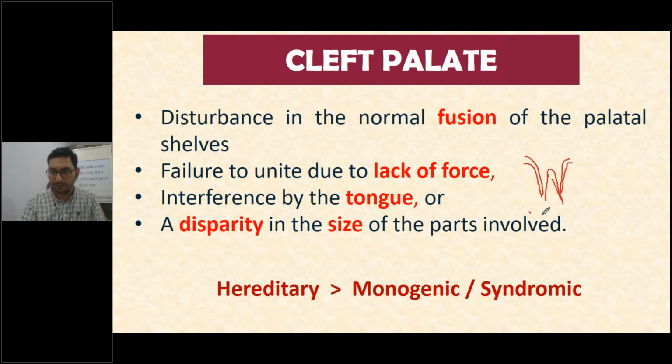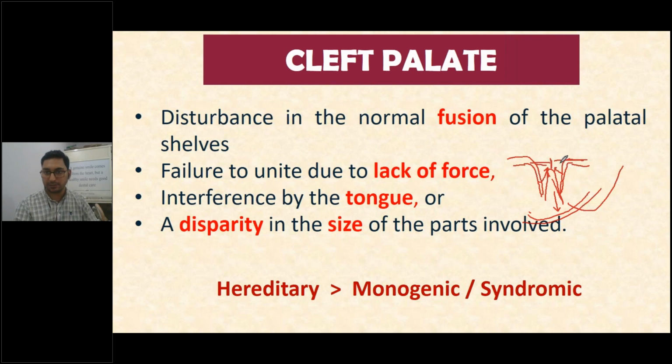What happens, and this is the mandible, let's say. Initially the palatal shelves are parallel to each other, both vertically placed, and the tongue is in between these shelves because the mandible is smaller at that time. As the mandible grows and moves forward, the tongue comes down and rests in the floor of the mouth. As it comes down, the shelves straighten up, become horizontal, and ultimately fuse here.